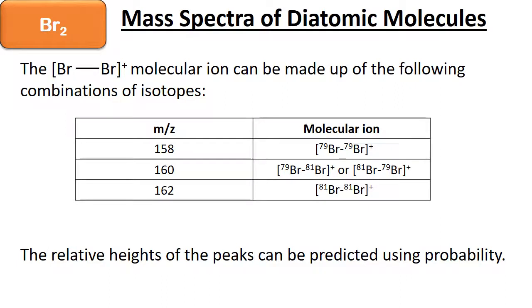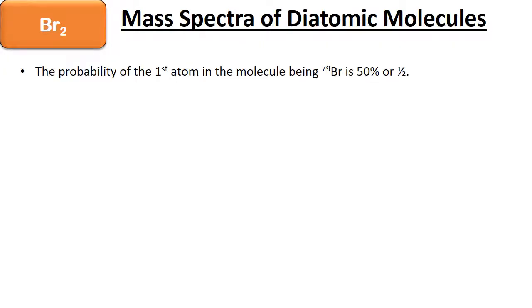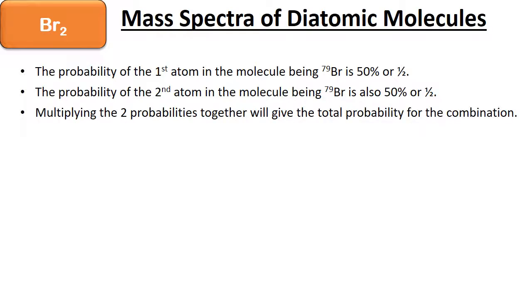Now we need to be able to predict the relative heights of the peaks. This is where we have to bring in a little bit of probability. To do this, we have to consider the probability of the first atom in the molecule being, for instance, bromine 79. So it's a sample of bromine, this is 50%, this is a half. We then consider the probability of the second atom in the molecule also being bromine 79, that's also 50% or 1/2. To get the total probability involved in the combination of 79 to 79, we've got to multiply those two probabilities together to give us the total for that combination.